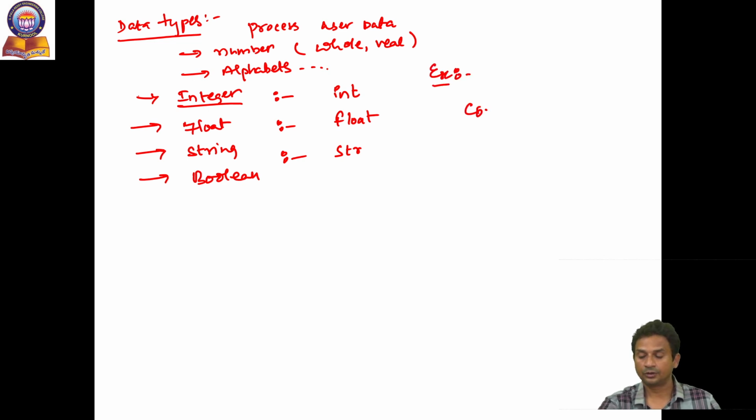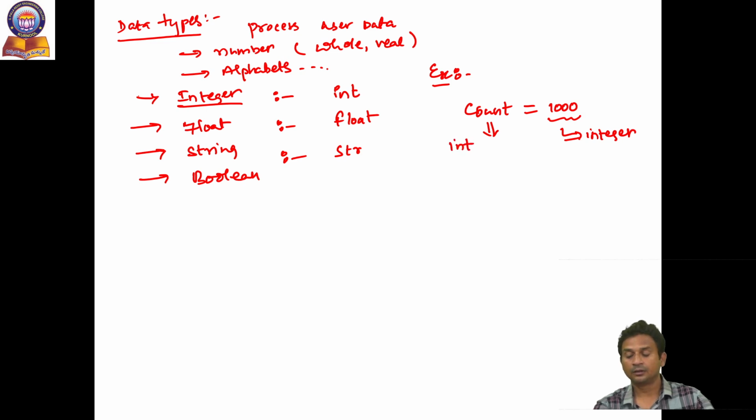count is equal to 1000. Count is a valid variable name. I have stored the value 1000 in count. Since 1000 is an integer, the data type of count will become integer automatically. So Python will automatically set the data type of the variable count as integer.